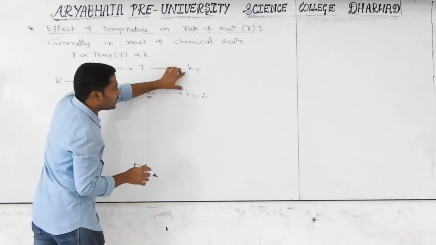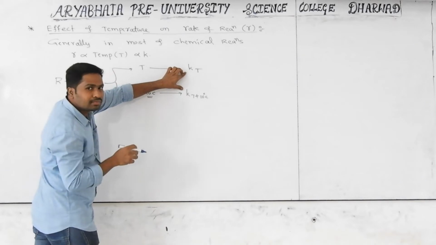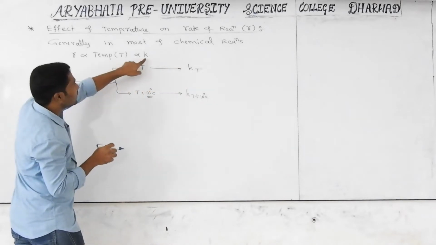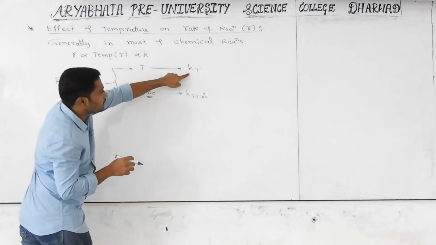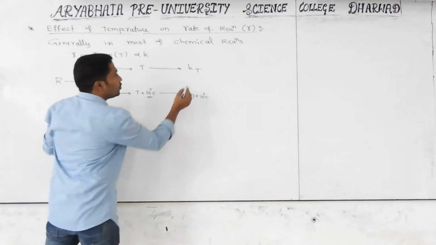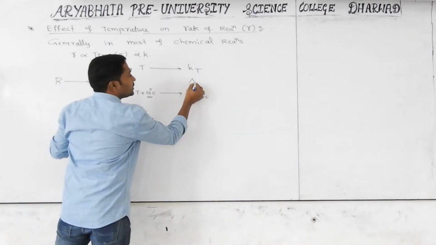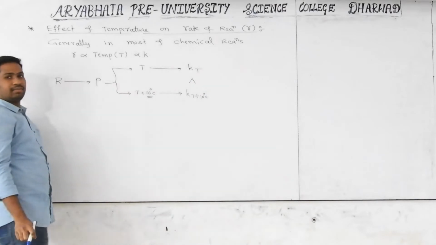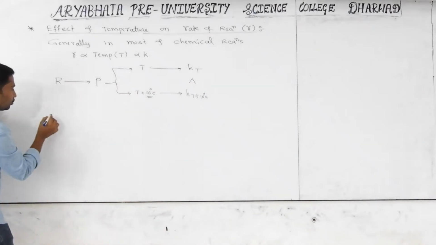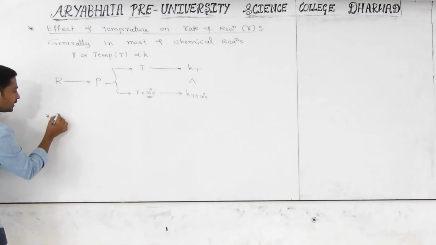Can you get one relation between these, which has more value? Yes, T is directly proportional to K. This is the higher temperature, so the rate constant at T plus 10 degrees is more than the KT value.